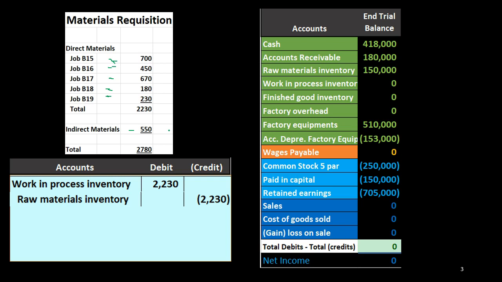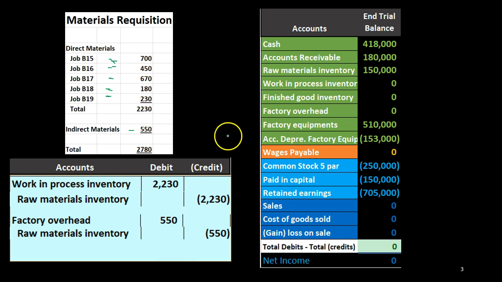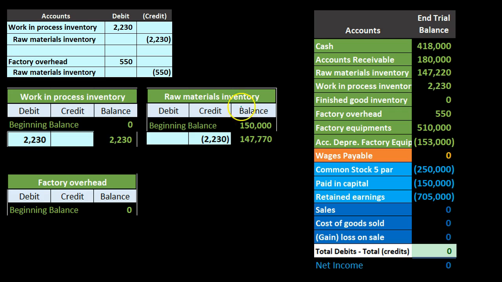Then we'll apply to overhead. So it'll look something like this. We'll say that the factory overhead is what we're going to apply to, and then the raw materials is going down. So raw materials will be decreased, but we're not putting it into work in process because we don't know which job. Therefore, it has to go into the factory overhead. So it'll look like this. We're focusing on this journal entry.